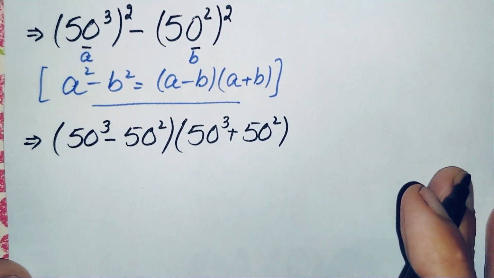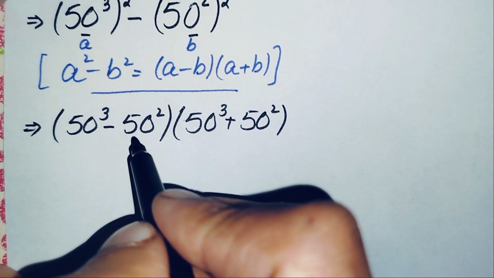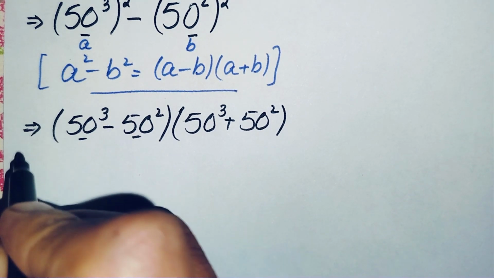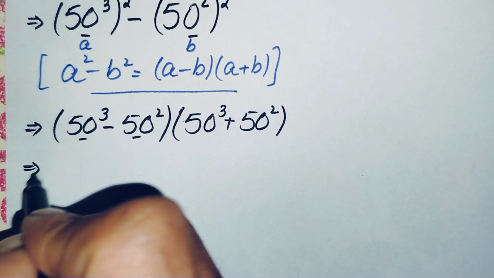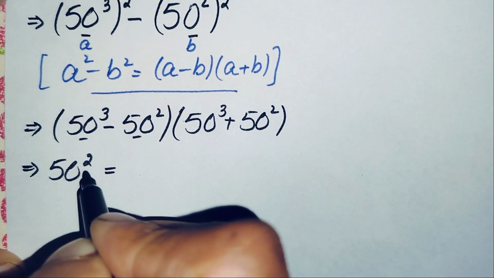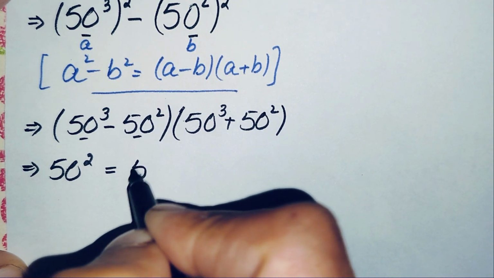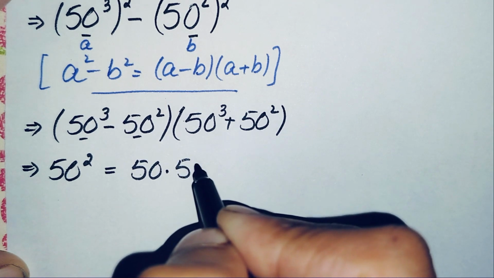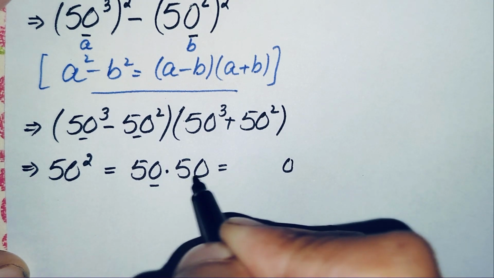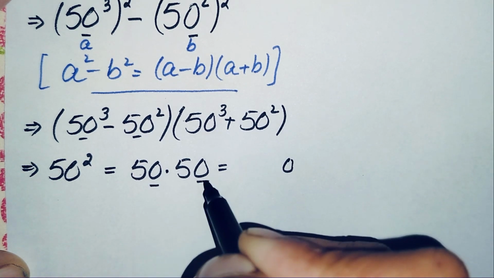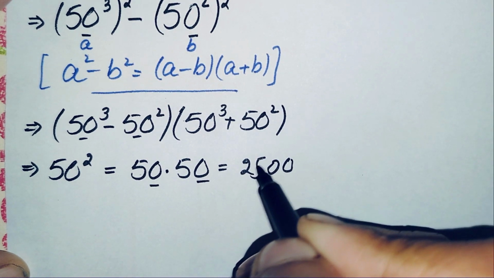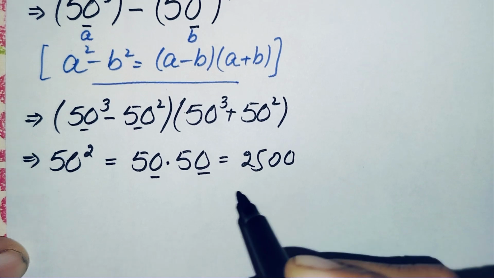Now what will we do in this step? In this step we will try to find out the value of 50 square and 50 cube. First we will find the value of 50 square. So what does square mean? It means we need to multiply this number 2 times. So 50 times 50. Here 50 times 0 is 0, and 5 times 0 is 0, and 5 times 5 is 25. So 50 times 50 is 2500.